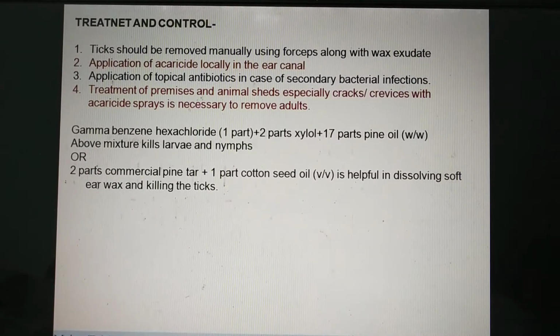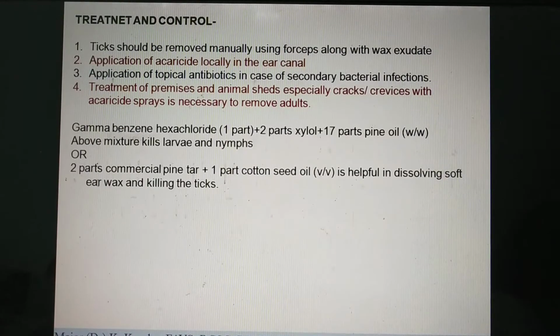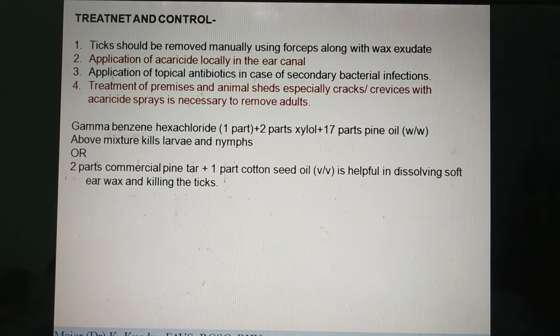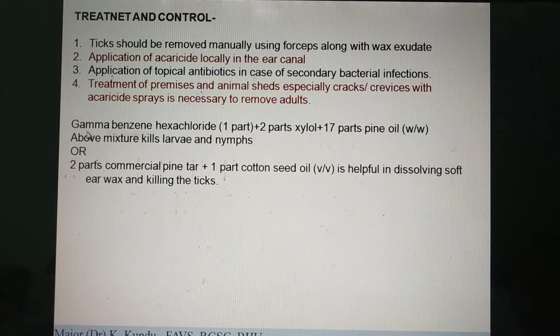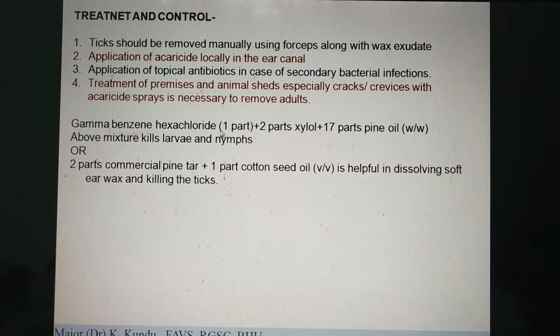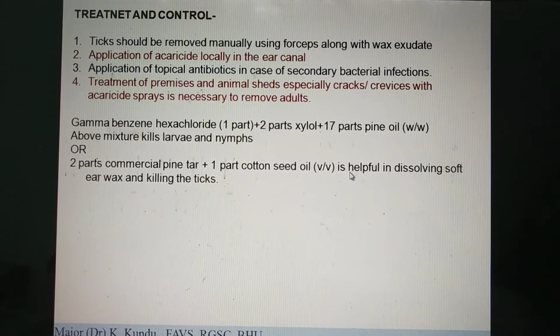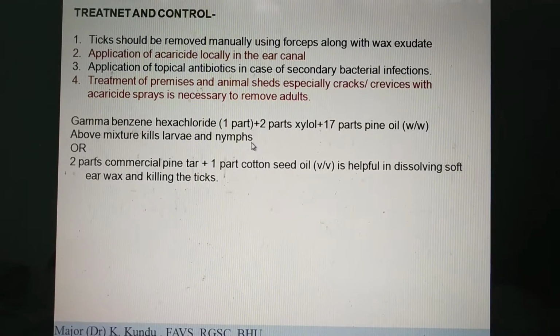Gentle acaricides like ivermectin, which is now commercially available. Before ivermectin was available, people used to use gamma benzene hexachloride. If you remember, Gamaxin or gamma benzene hexachloride, 1 part, 2 parts of xylol or xylene, and 17 parts of pine oil. So you make this mixture and put it dropwise into the ear canal. So this will kill the larvae and the nymph, and then they can be cleared easily.